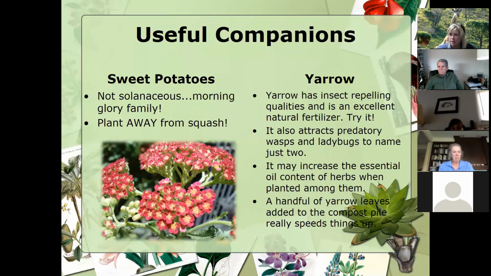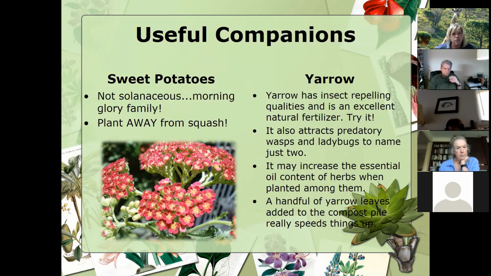Sweet potatoes, we talked about potatoes being in the nightshade family and the solanaceous family. Sweet potatoes are not. They're actually in the morning glory family. So you want to keep those planted away from squash. It can stunt your squash back. And then yarrow has a natural insect repellent quality, and it works pretty good as a natural fertilizer. If you just cut it back, keep it cut back, kind of like the comfrey and the borage, you can just keep adding that to your compost bin or adding that to your rows in the garden and your raised bed or whatever.